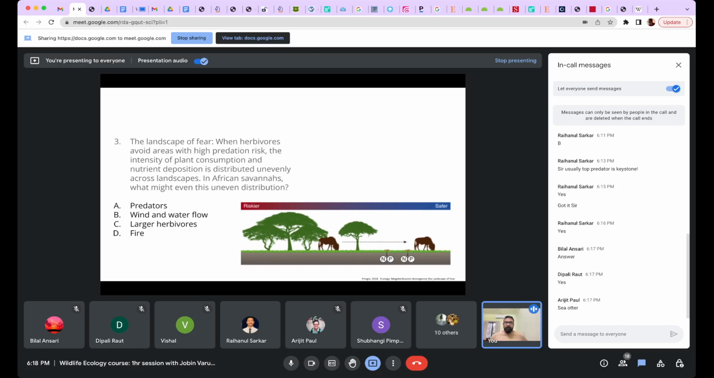So it's about a terminology or the phrase called landscape of fear. You can read the definition over here, and it's a very... I mean, you'll have to think a little for this. I can give you hints and clues on the way, but think before you answer.